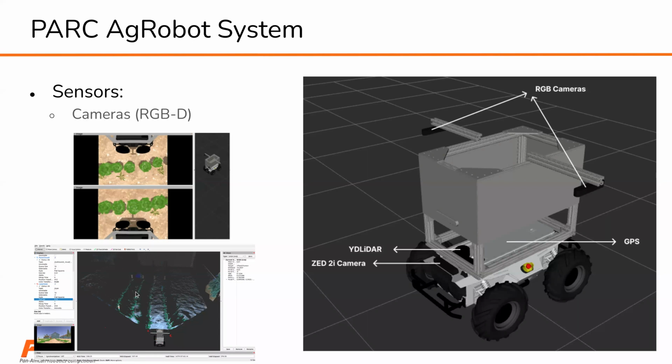All right, so those are the two camera types. So the RGB facing down and the one facing forward. Okay.